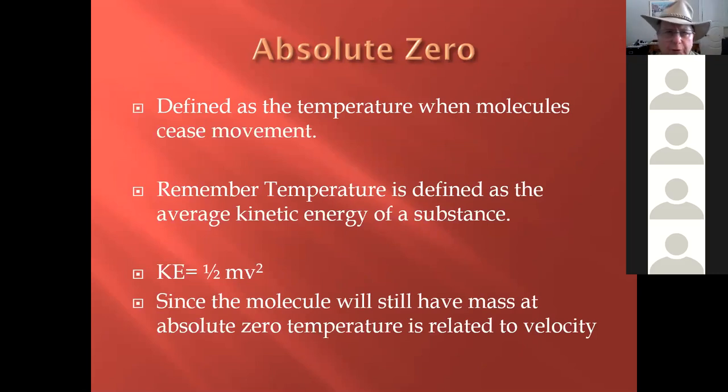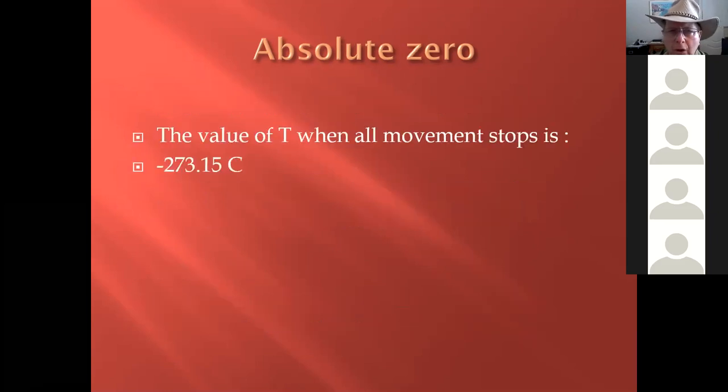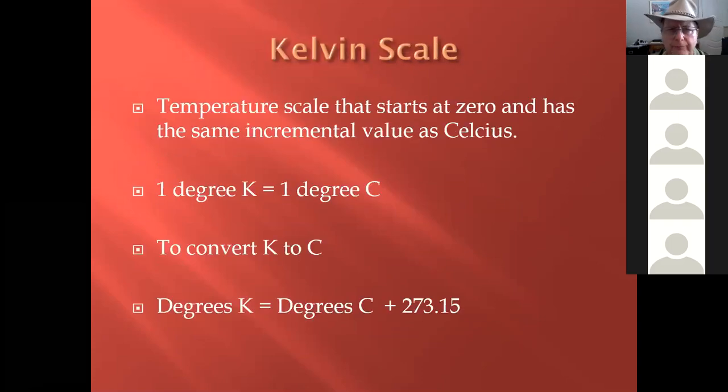This is a sidelight which we're going to get into in the third law of thermodynamics when you get to Chem 2. But basically what it's saying is that at absolute zero, molecules cease movement. Remember that temperature is defined as the average kinetic energy. Since the molecule still has mass, at zero temperature it has no velocity. So when all movement stops, that is equal to negative 273.15, and that's where that number came into effect. Conversion: you add 273.15 to the degrees Celsius.